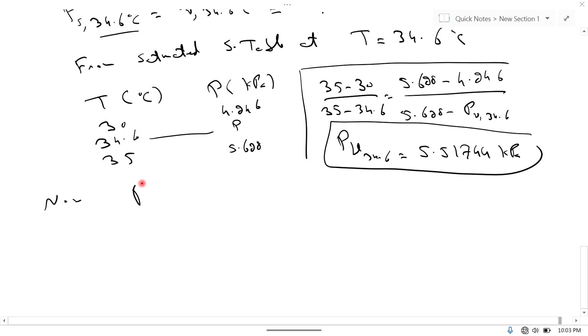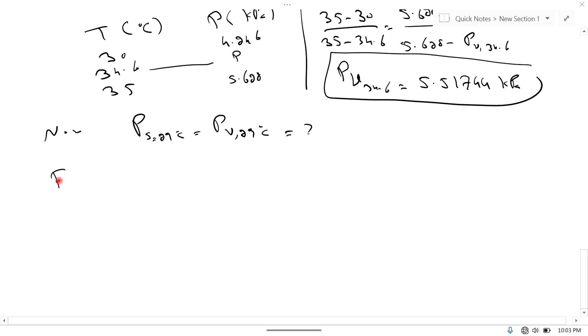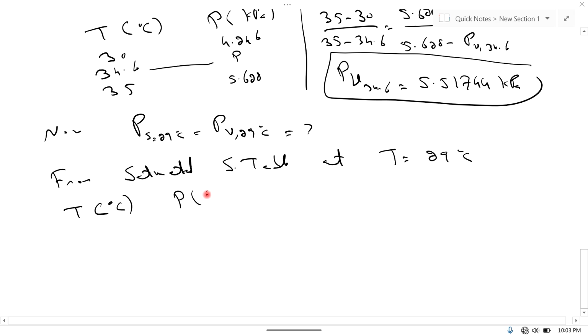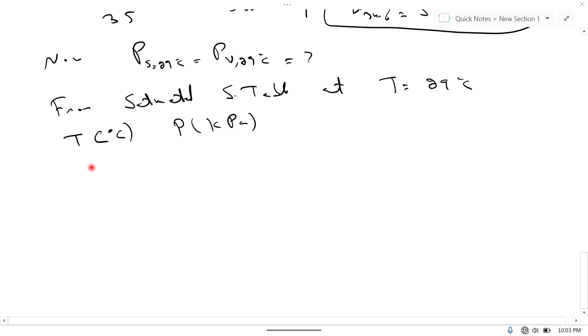Now P saturated at 29 degrees centigrade, which is equal to pressure of vapor at 29 degrees centigrade. So from saturated steam table, at temperature equal to 29, 29 is not available in the table, so we will do interpolation. Pressure in kilopascal. Temperature 25 and 30 degrees centigrade are available, and we have to find saturation pressure at 29.